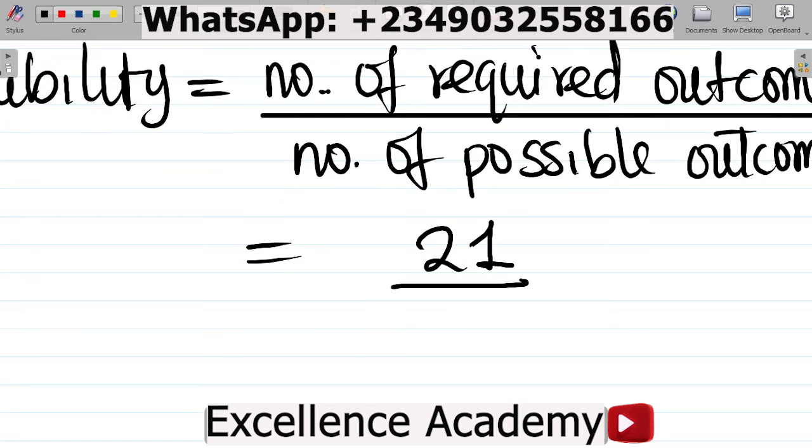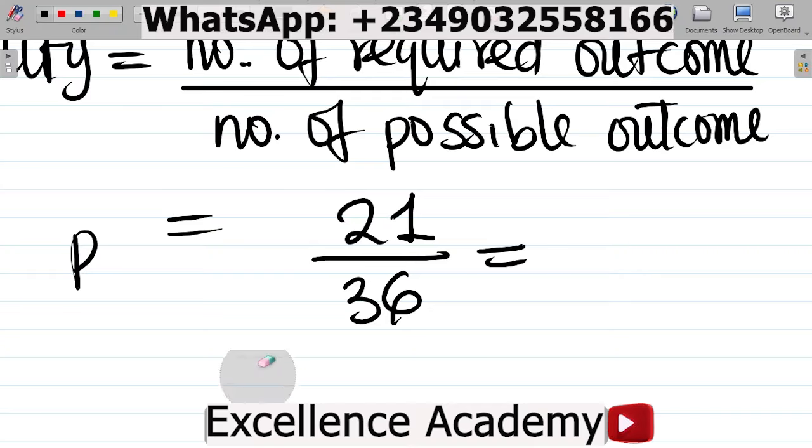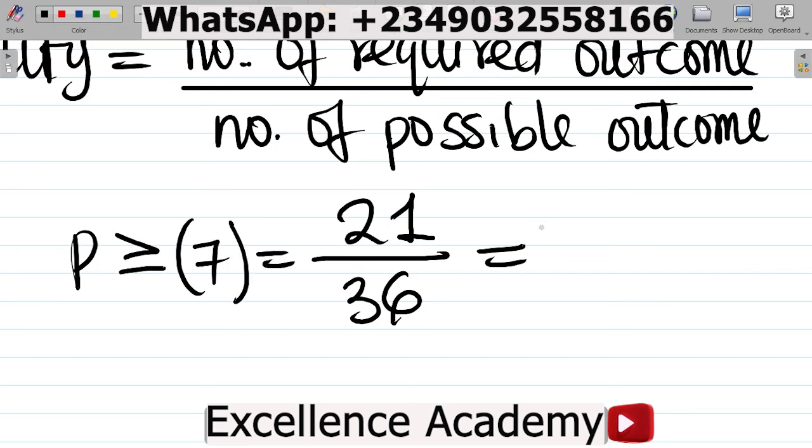That's the total combination that is equal to or greater than 7. We had 21. Number of possible outcome was what we did, 6 times 6, and we had 36. Now, this is what we have as the probability. All right. So this would be the probability of getting something that is greater than or equal to 7.